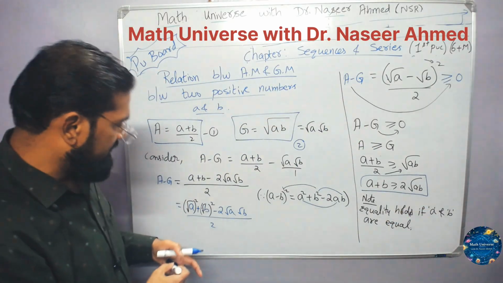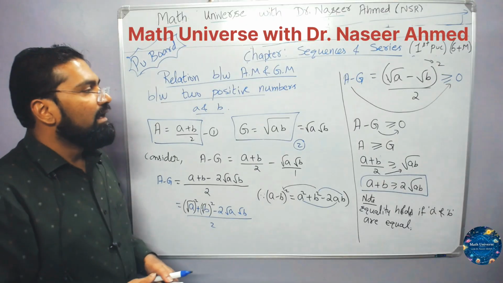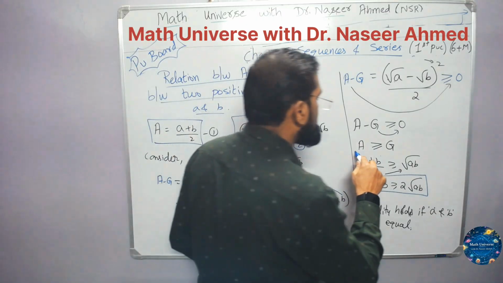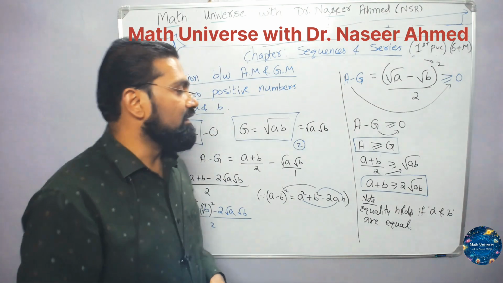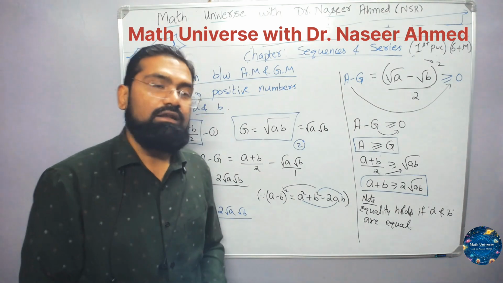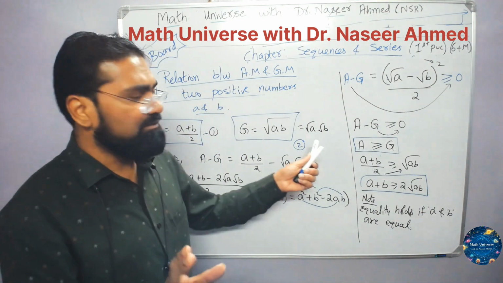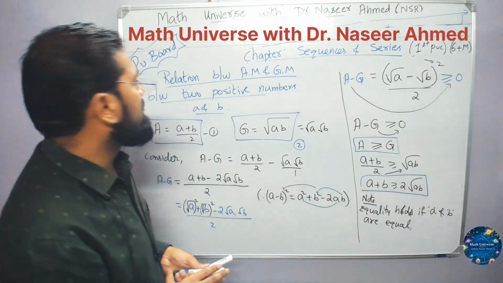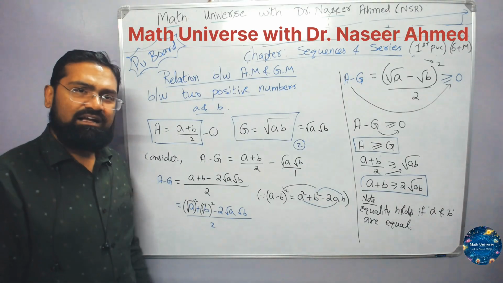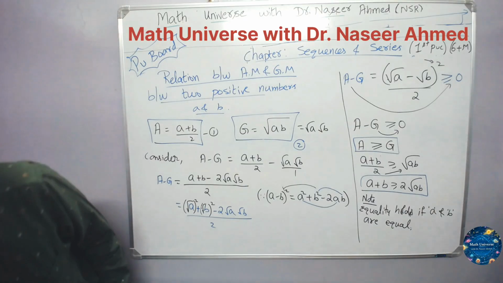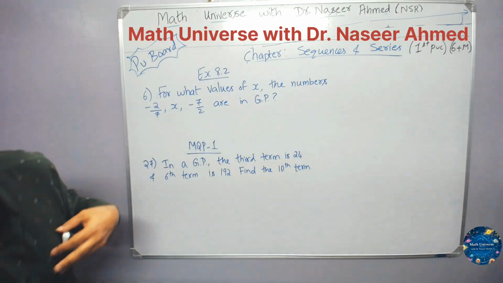So with this, all the concepts are done, and this will be one of the important results for us: that arithmetic mean is always greater than or equal to geometric mean. Equality will hold good provided the numbers are equal. Whenever they are unequal, it will always be strictly greater than. So with this, we are ready for the problems from the model question paper. Kindly make a note of this.